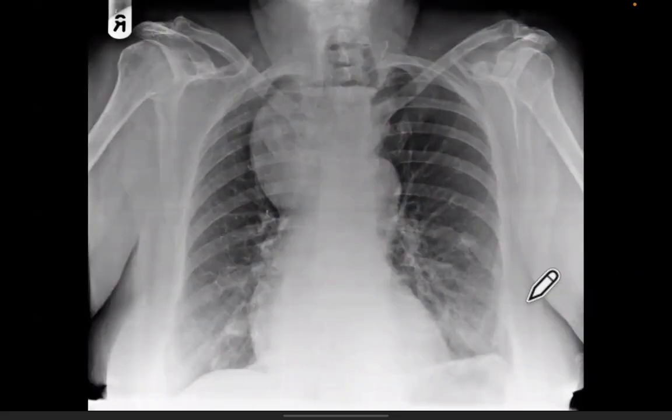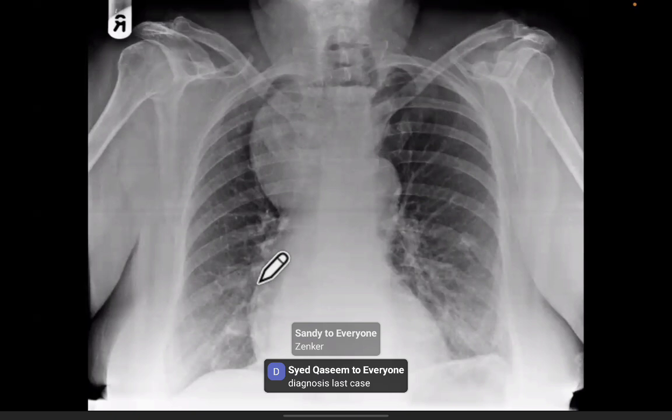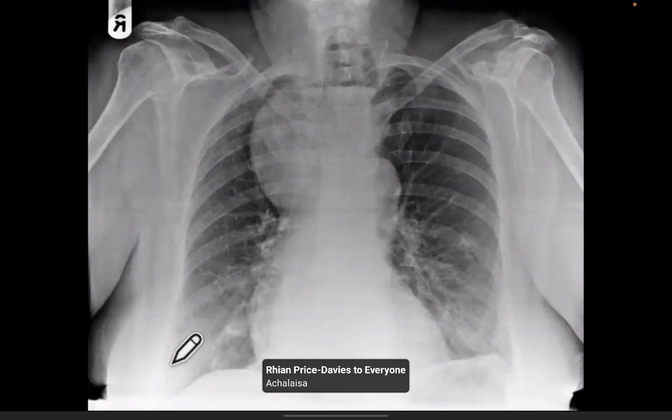Recurrent chest infections. Yeah, got a fluid level and a very dilated esophagus, which is giving a double right heart border. So this is achalasia. Okay, and you'll notice that there's no aspiration.